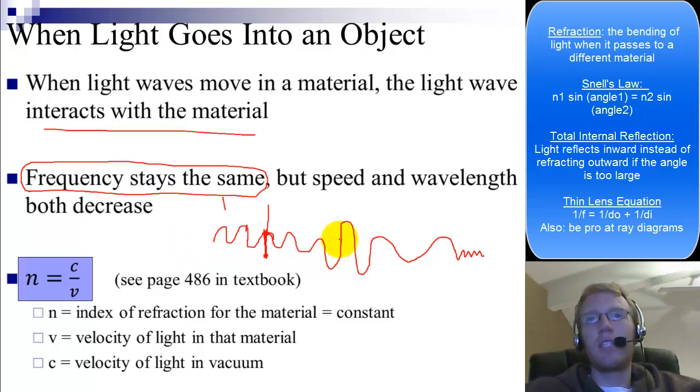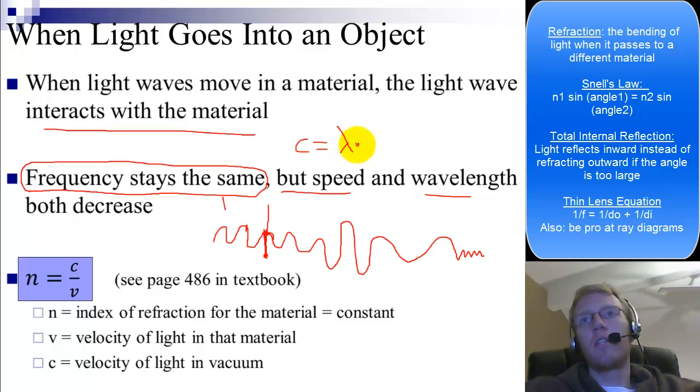So the frequency stays the same when you pass from one material to the other, but the speed and the wavelength can both change, and in fact they both decrease. Remember, the formula is the speed of light equals the wavelength times the frequency. Frequency stays the same, so if the speed decreases, then lambda, the wavelength, also decreases. So both the wavelength and the speed will decrease when light passes from one material to the other.